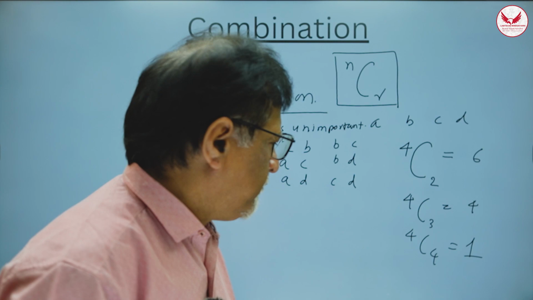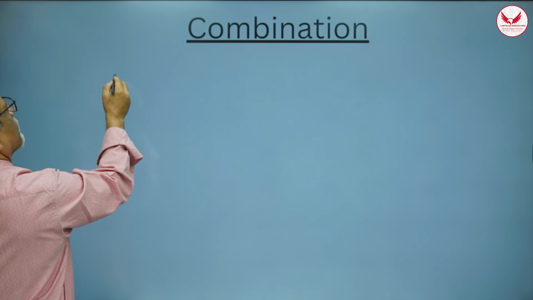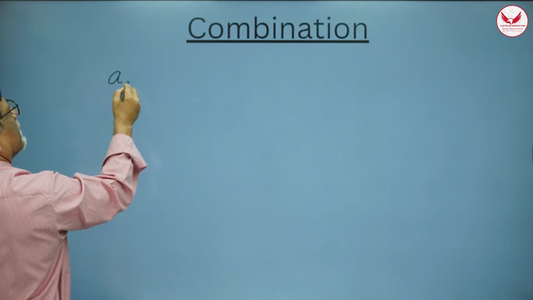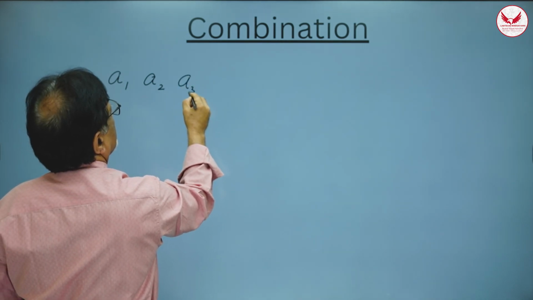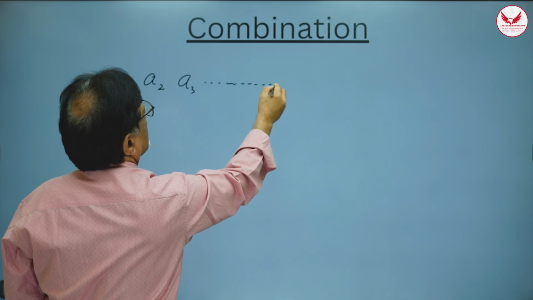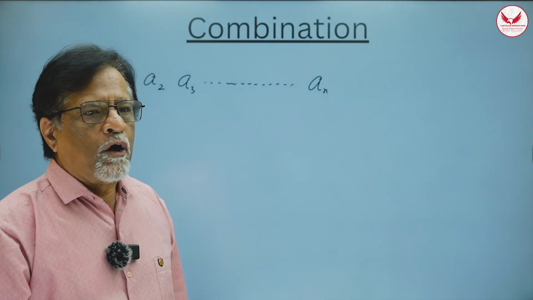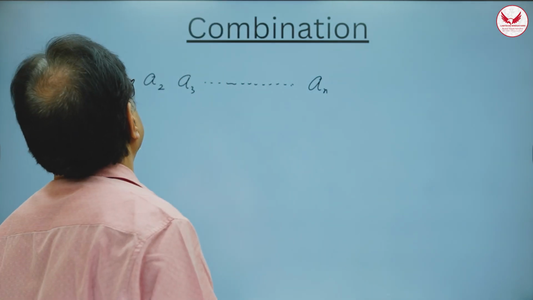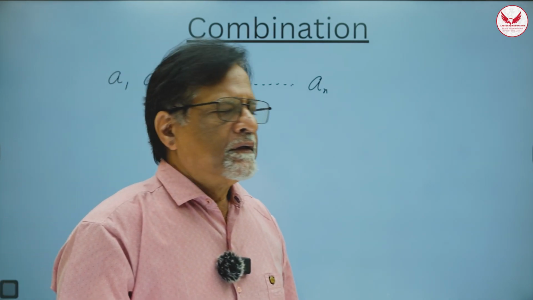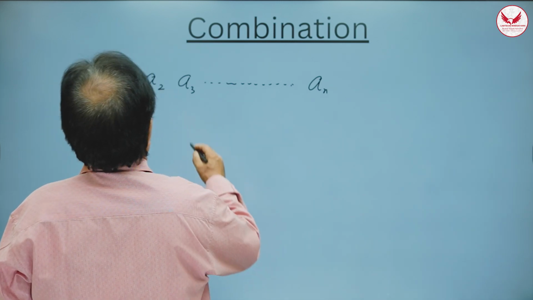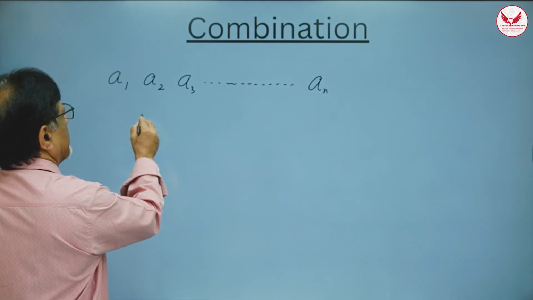Okay, let us see. Let us say there are n objects. I'll denote them like this: A1, A2, A3, and this goes on like that. There are n objects like that. Now how many do I have to select? I have to select only r. So r objects are to be chosen out of n. That is nothing but nCr.